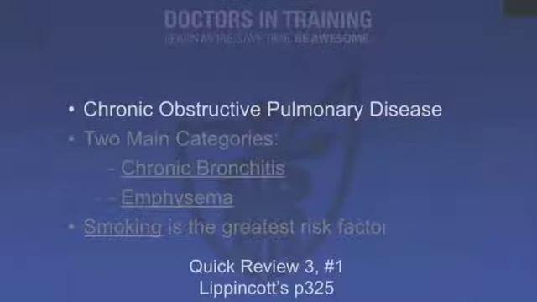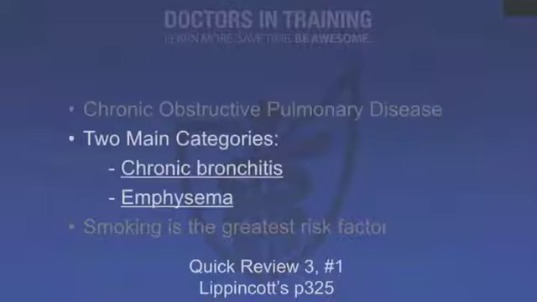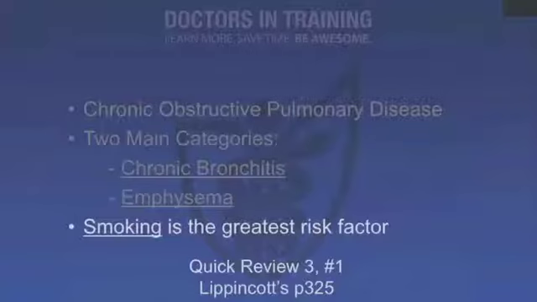Number 1, what is COPD? It's chronic obstructive pulmonary disease. There's 2 main diseases that are categorized as COPD. There's chronic bronchitis and there's emphysema. So emphysema is COPD. Chronic bronchitis is COPD. What's your biggest risk factor for COPD? Smoking, right? So those are just some generalities about COPD.